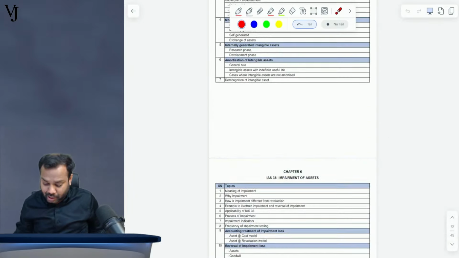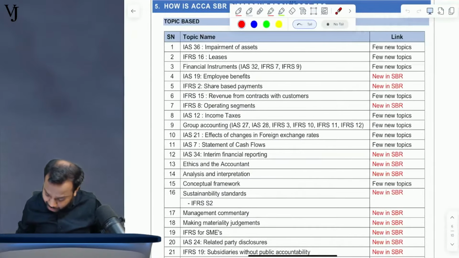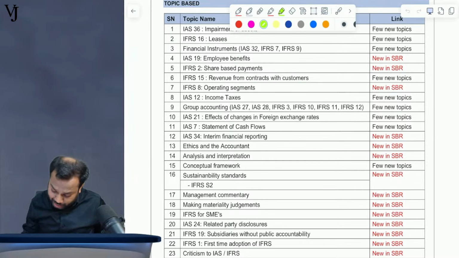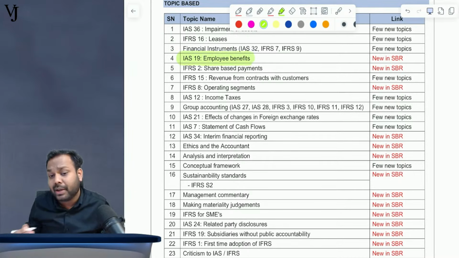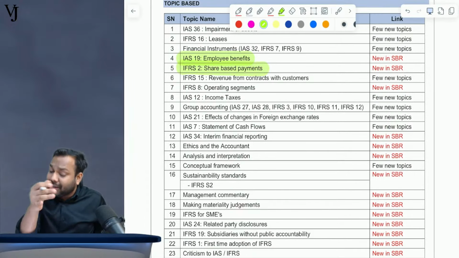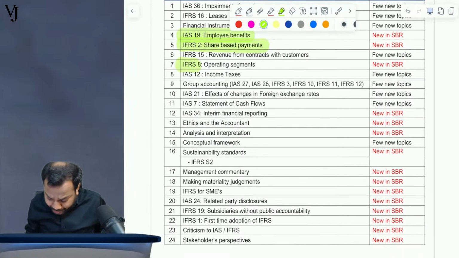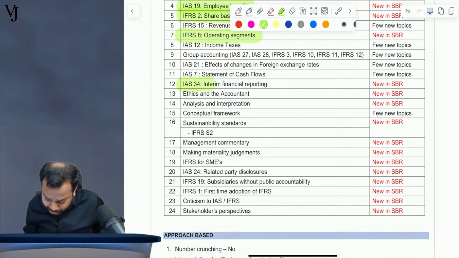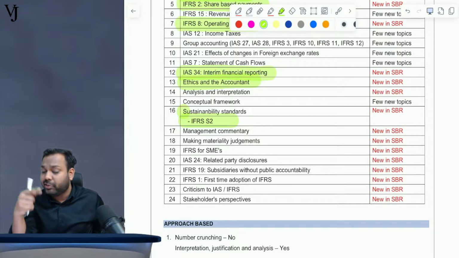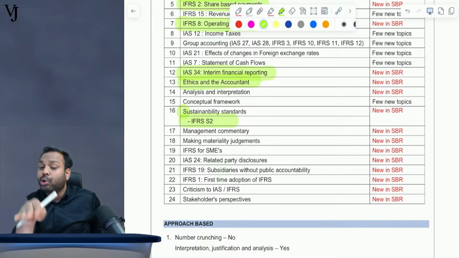Okay. Now similarly, if you come here again, these are the topics which are entirely new, introduced in SBR. For example, employee benefits. It was not there in FR, but it is there in SBR. For example, share-based payments. It was not there in FR, but in SBR it is there. For example, operating segments. It was not there in FR, but is there in SBR. You can see again, interim financial reporting, ethics. For example, sustainability standards S2. In FR, only S1 was in the syllabus, but in SBR we have S1 plus S2 both in the syllabus.